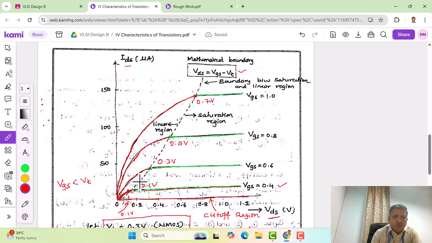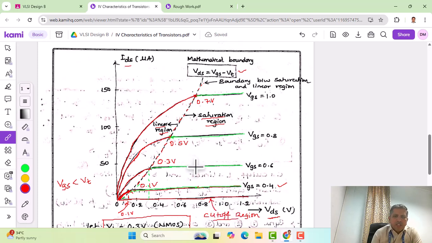To show you the locus here, it is the separation between the linear region and the saturation region. Towards the left side we have the linear region, and towards the right side we have the saturation region, and on the x-axis we have the cutoff region here.